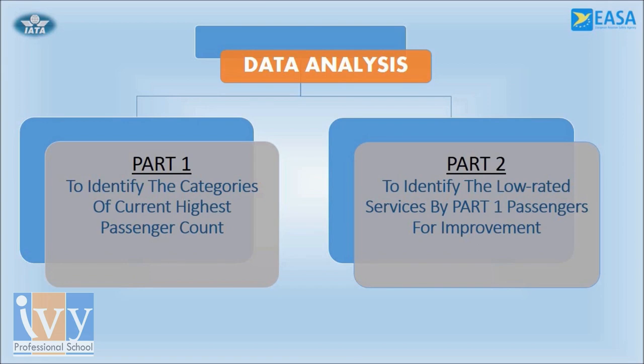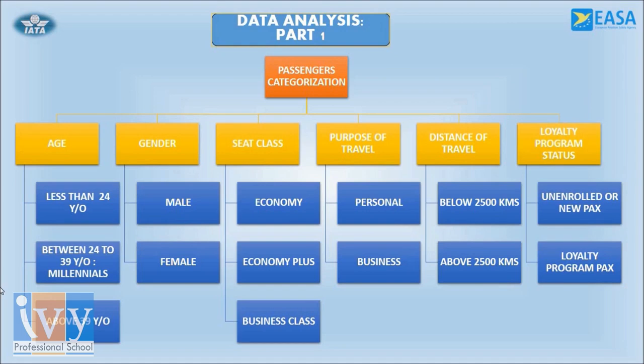For the first part of the analysis, that is to understand what category of passengers is flying the most with this airline, we need to categorize the passengers into different sections based on their age, gender, the seat class that they traveled in, the purpose of their travel, the distance that they traveled, and whether they were part of the loyalty program or not. As you can see, those categories are further divided into various different categories so that the particular target audience can be identified in a proper fashion.